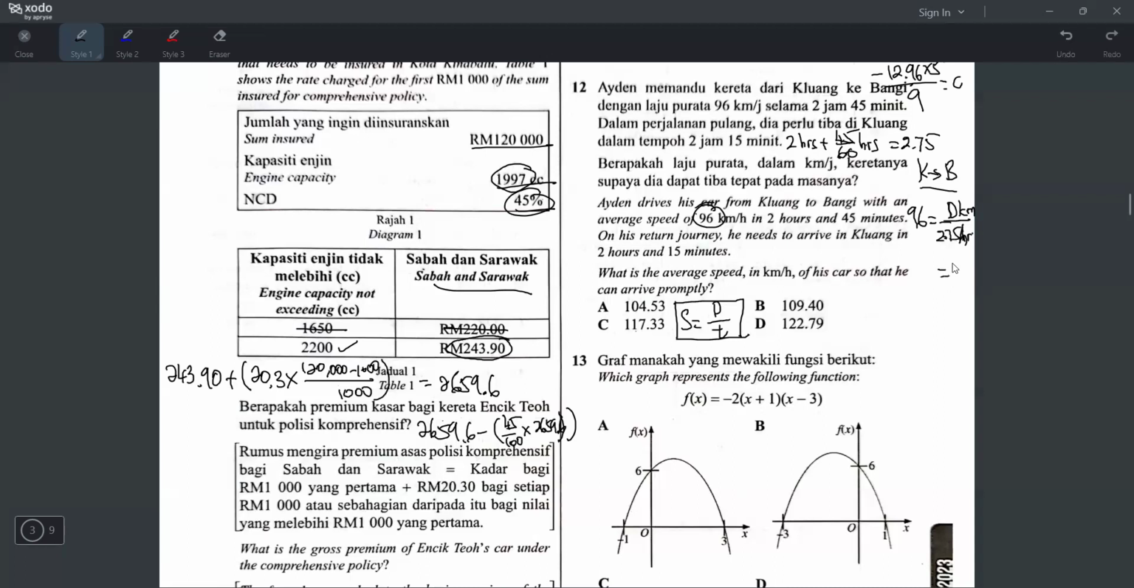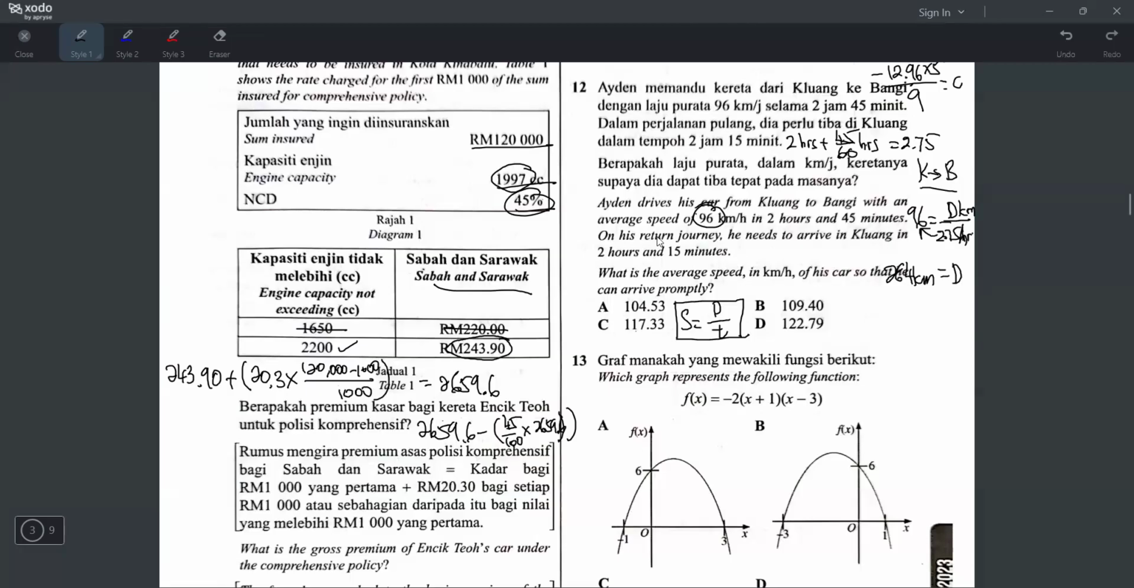So now we can find D, right? And your D will automatically come out in kilometers. Automatic. So how do you get D, you multiply. This moves up and becomes multiply. So 96 times 2.75. So I get 264. Okay, 264. So the distance is 264 kilometers from Klang to Bangi.